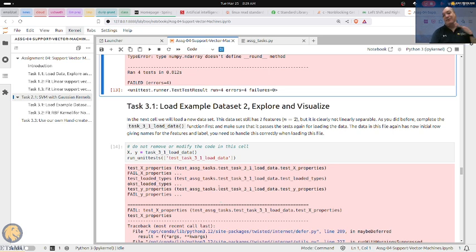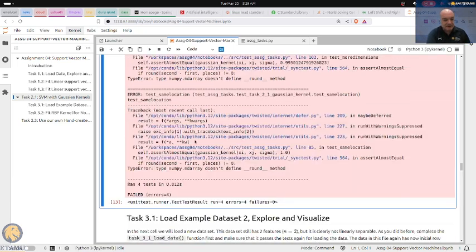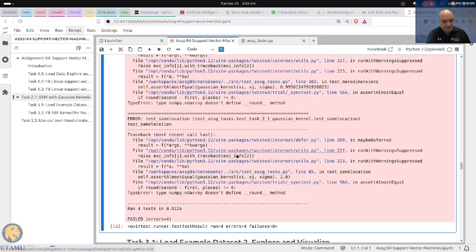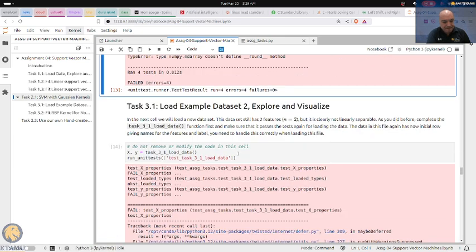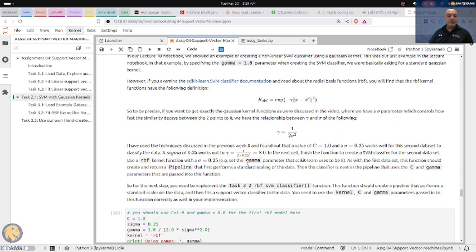And then task 3, I suspect, and again, let me know if anybody wants me to talk a little bit more about these, most people probably should not find it too difficult. This assignment will probably be easier than the previous one for the most part.